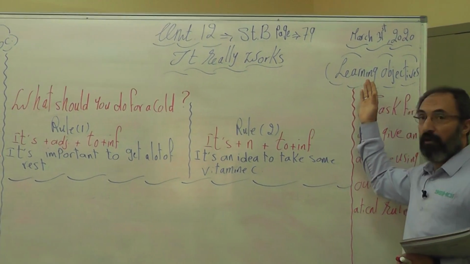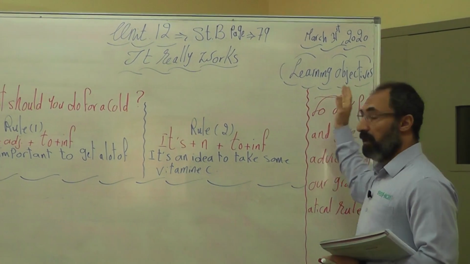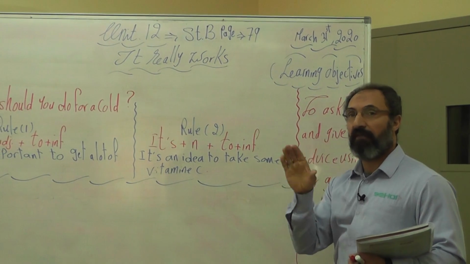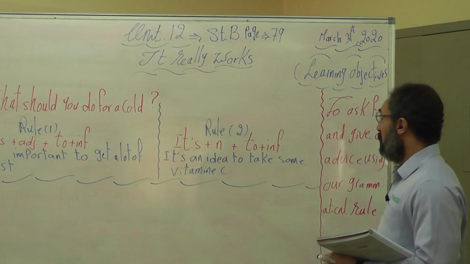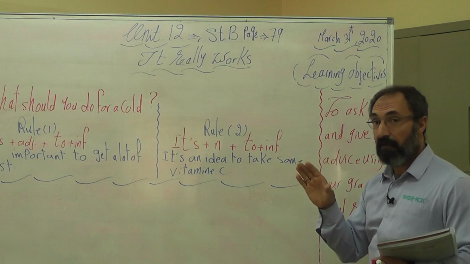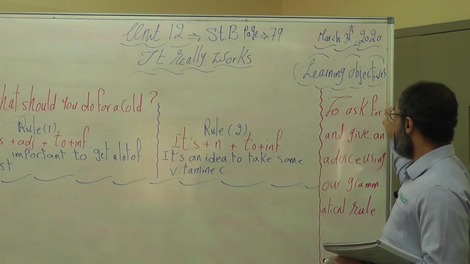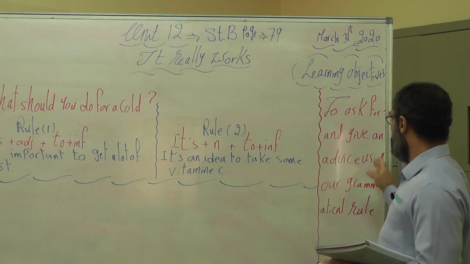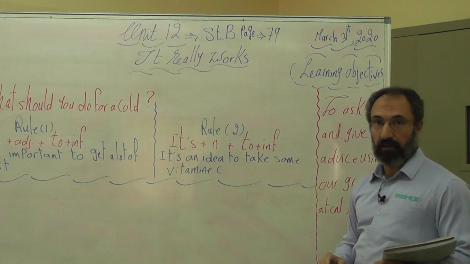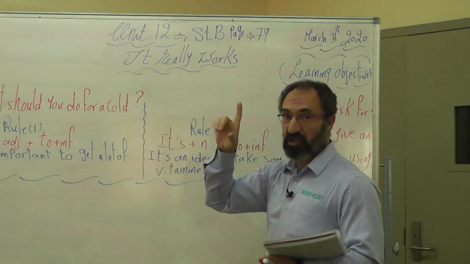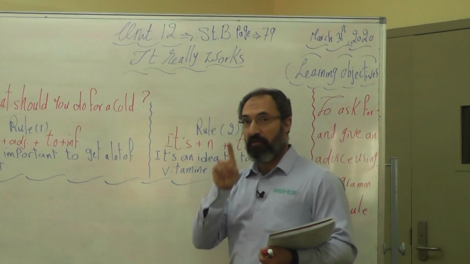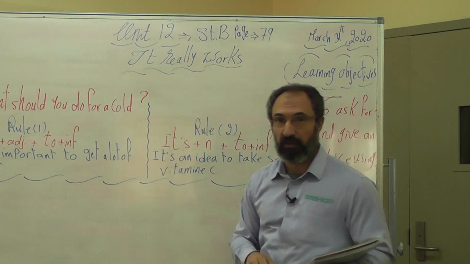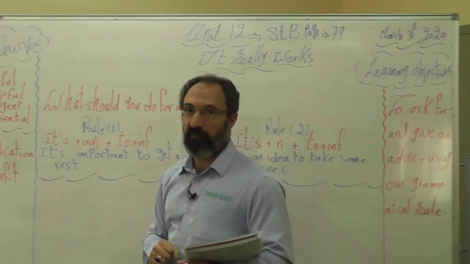In the last column we have learning objectives. What should we learn by the end of our lesson? By the end of my lesson, we have to know how to ask for and give advice, using one of our two grammatical rules. So this is our main objective that we have to know by the end of my lesson.